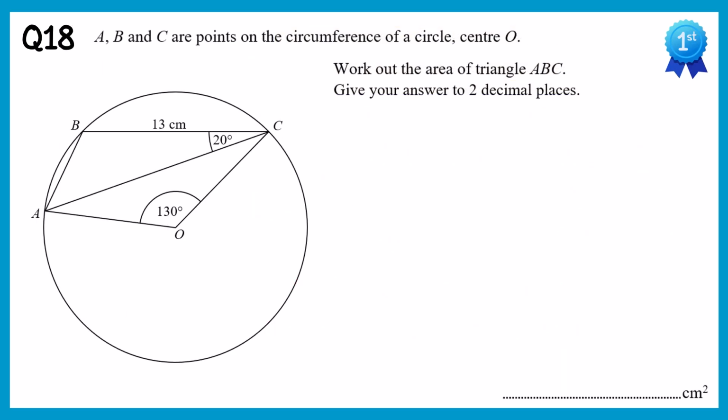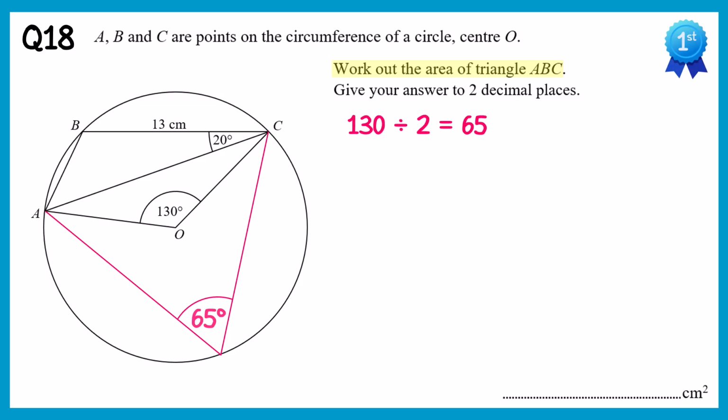In this question, we need to work out the area of triangle ABC. We're going to need to do some work with angles first. If we draw in these two lines here, we create an angle at the circumference. There's a circle theorem that says the angle at the circumference is half the angle at the centre. The angle at the centre is 130, so if we half that, we get 65, which means this angle must be 65 degrees. It's then possible to work out this angle here.